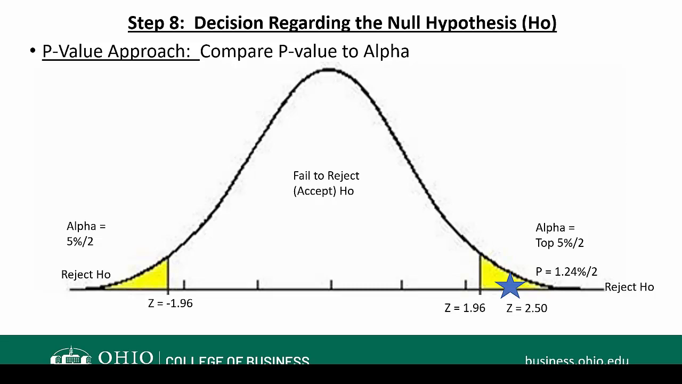If this is confusing to you, just know that when you do the p-value approach, no matter what kind of test it is, all you have to do is compare the p-value that Excel gives you to the alpha that's provided in the project description. If your p-value is less than alpha, you will reject the null. If your p-value is larger than alpha, then you will fail to reject.